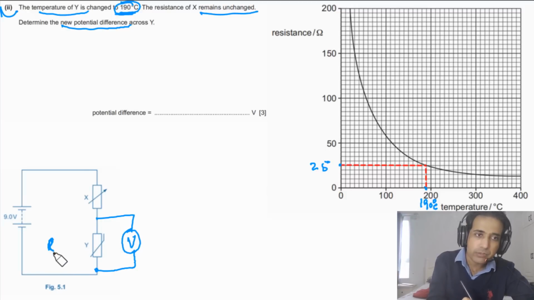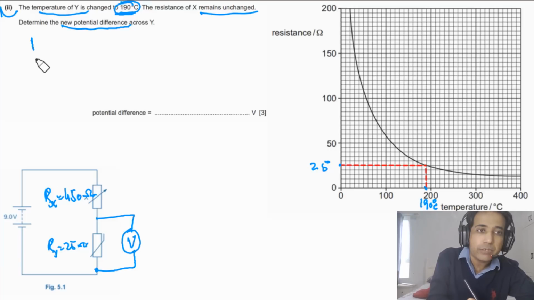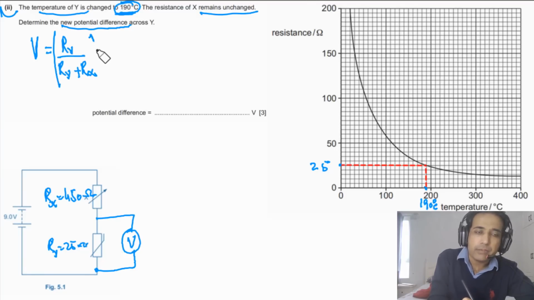So the resistance of Y is equal to 25 ohms, and the resistance of Rx we have already found, that was equal to 450 ohms. We need to find the value of V. So V in this case simply will be equal to the resistance of Y divided by resistance of Y plus resistance of X, and this will be multiplied with the EMF, that is equal to 9.0 volts.